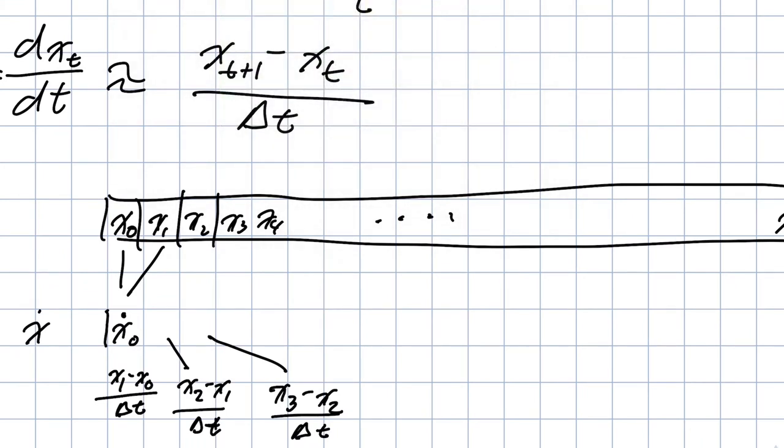The pattern, hopefully, that you're seeing is that this element here, in some sense, we're multiplying by 1, and this element here we're multiplying by negative 1, and that's how we're computing our estimate of the velocity at time 0.